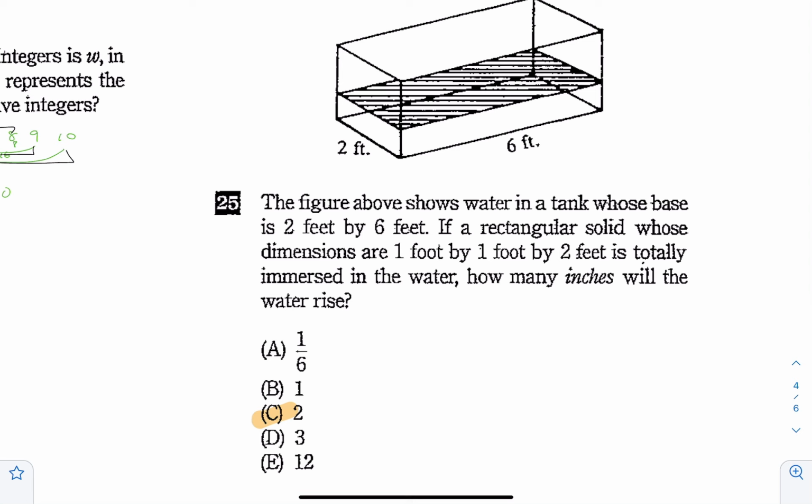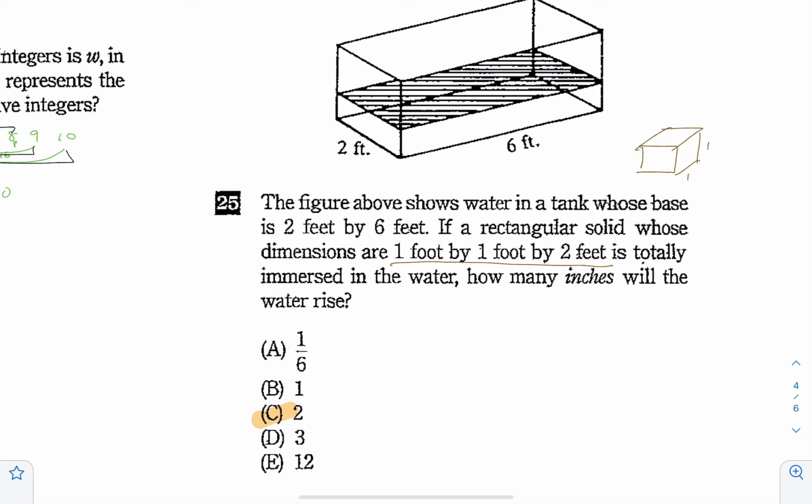Next, number 25. The figure above shows water in a tank whose base is 2 feet by 6 feet. A rectangular solid whose dimensions are 1 foot by 1 foot by 2 feet is totally immersed in the water. How many inches will the water rise? In this case, the volume of the water is going to increase if you submerge this block.